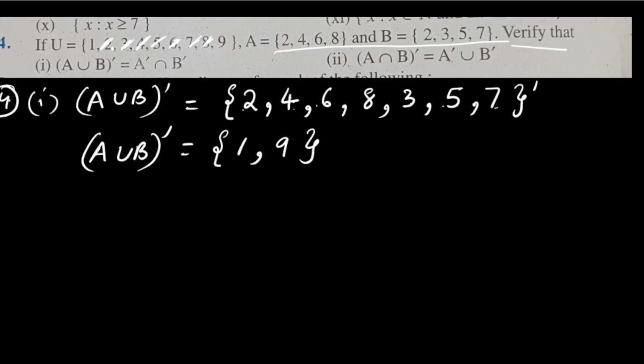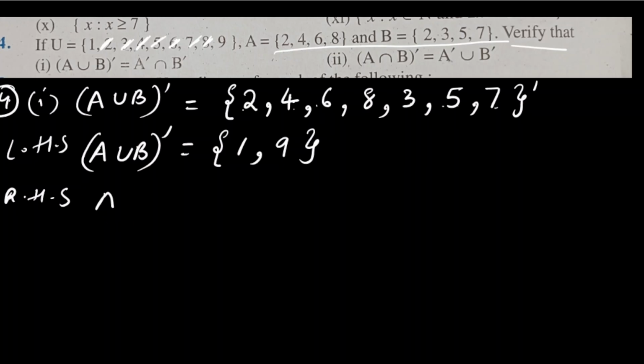Yes. So I have just scratched all the elements of A union B. So these elements I don't have to write in its complement. So A union B's complement is equal to the set with elements 1 and 9. Now let's find the same thing. This I have done using the left hand side. Now let's use the right hand side.